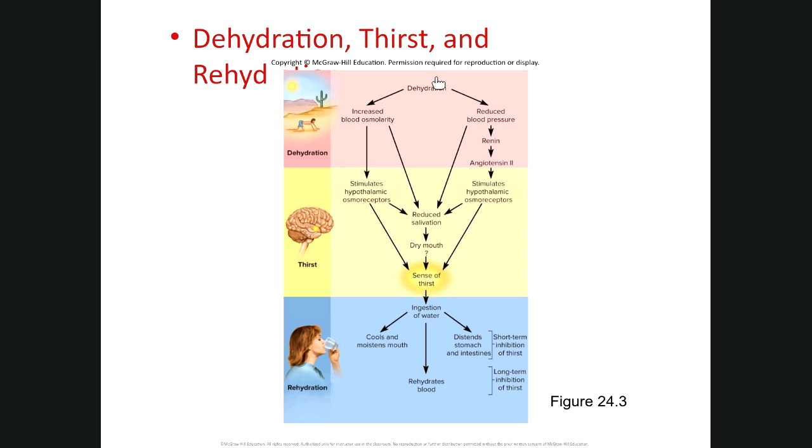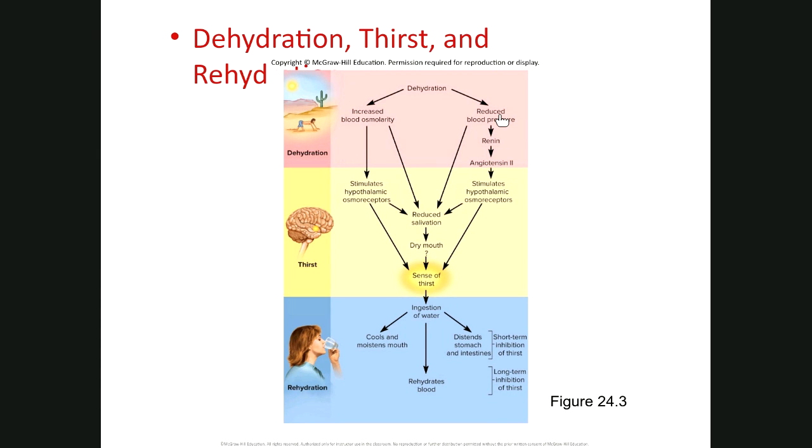When dehydration happens, you have two pathways that would increase the sense of thirst. One is because of increased concentration or increased blood osmolarity. This will trigger hypothalamic responses and make you sense thirst. So this is about concentration. The other is about the volume that is lost.